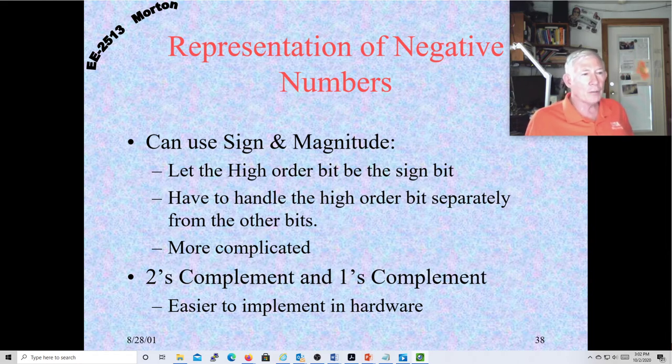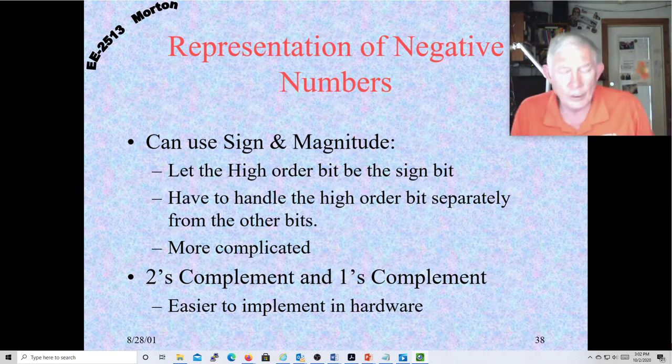And in one's complement, it turns out that there are also two representations for zero. And so that's a problem. But in two's complement, there aren't. And so I'm not going to talk much more about this, but I will show you how to do a two's complement. So we'll do that in a minute too.